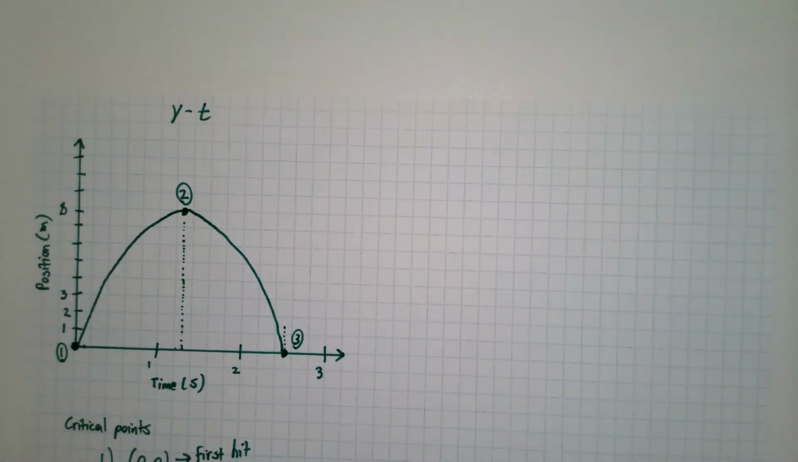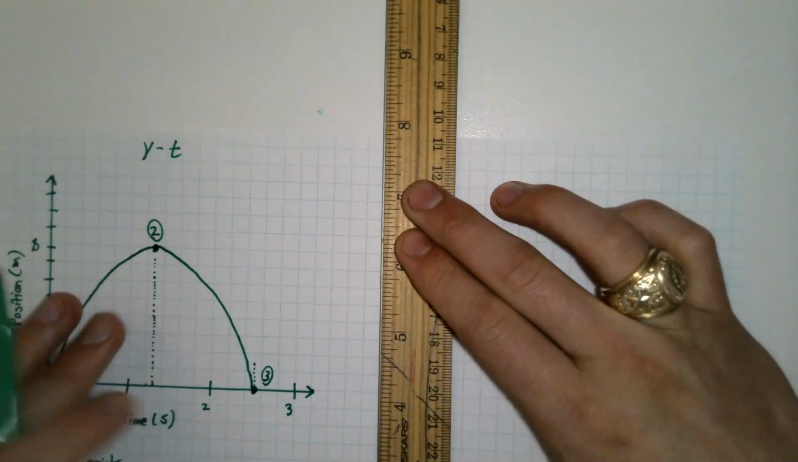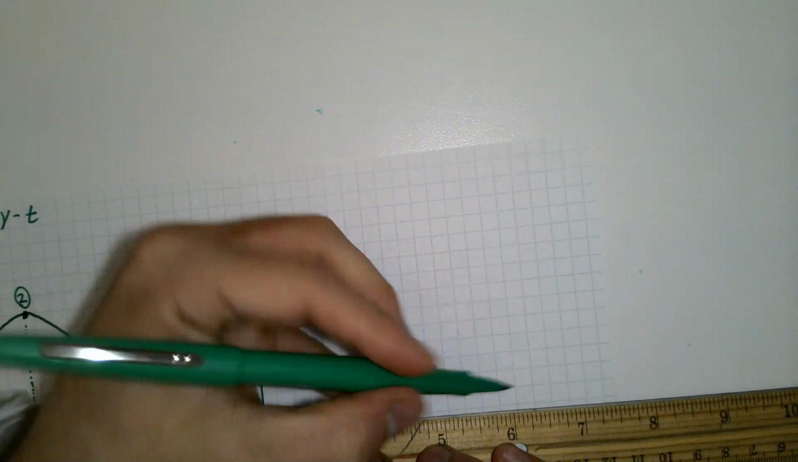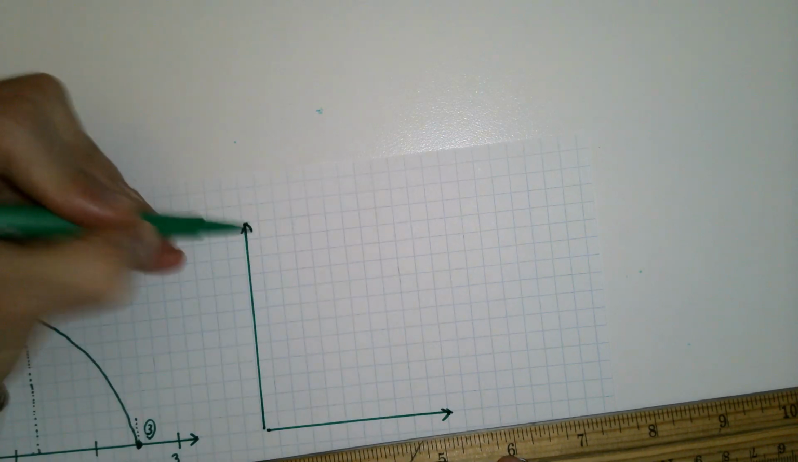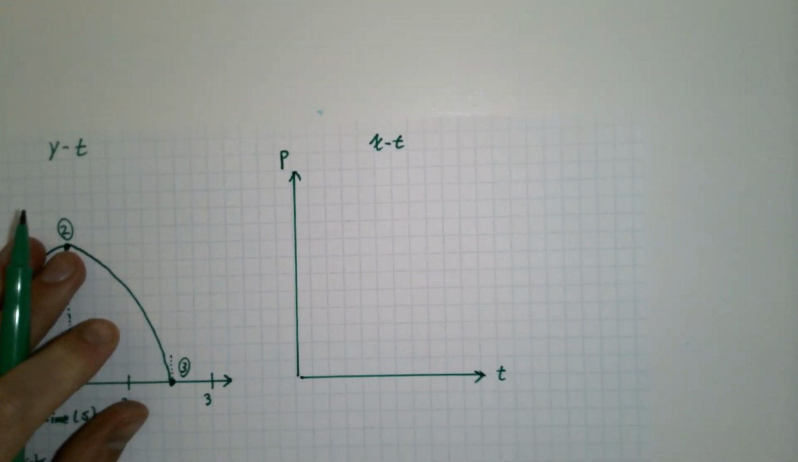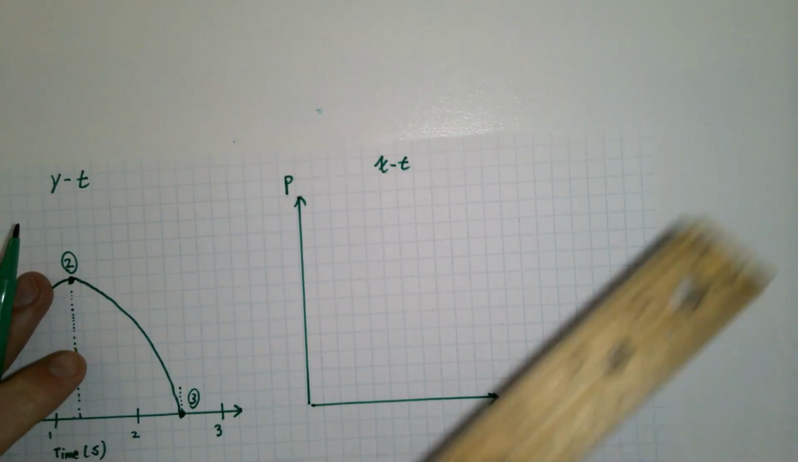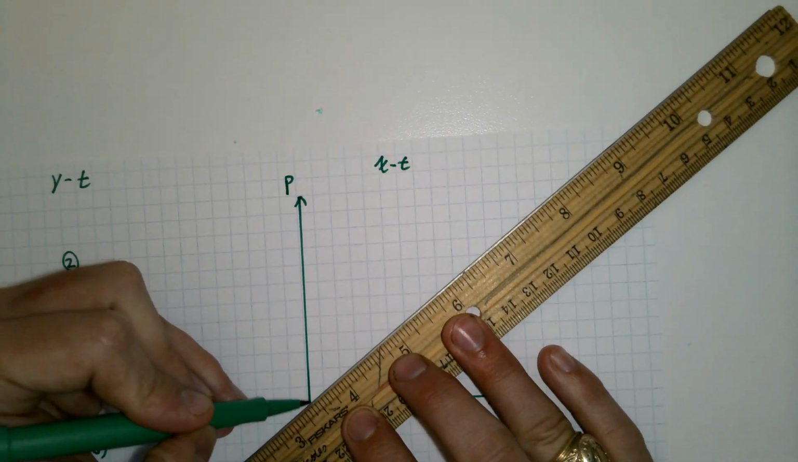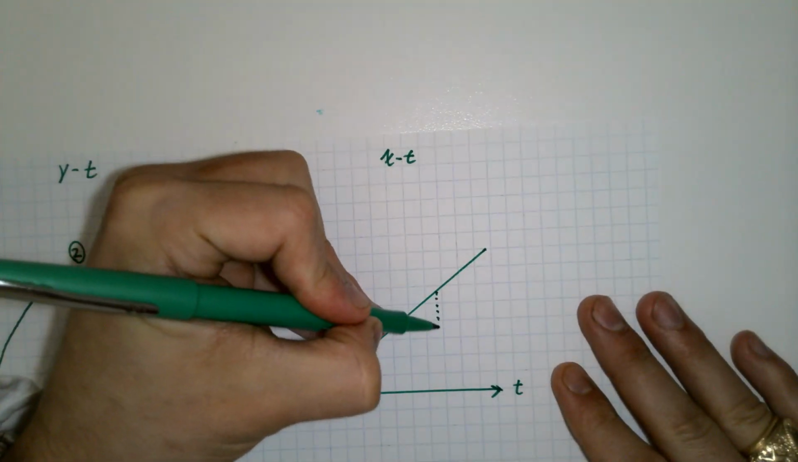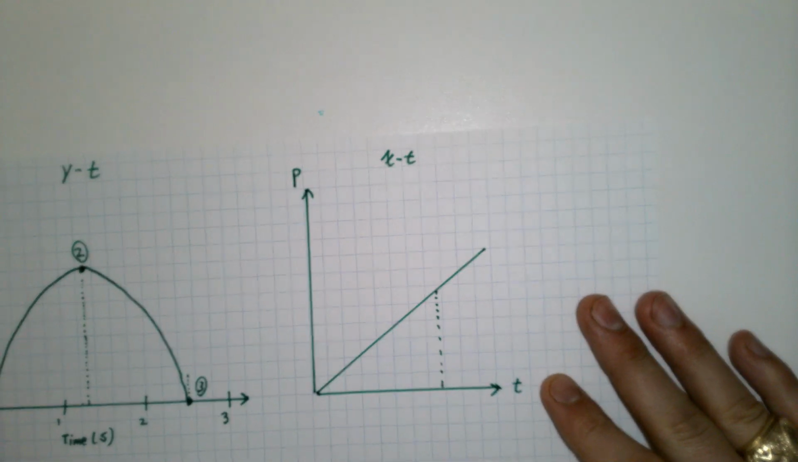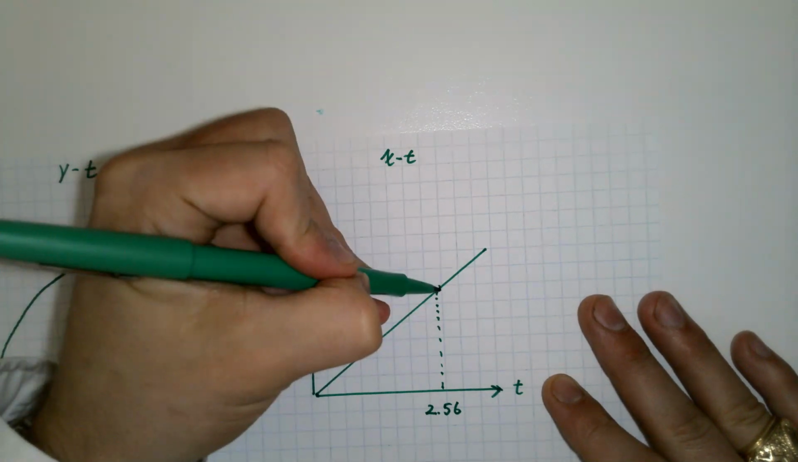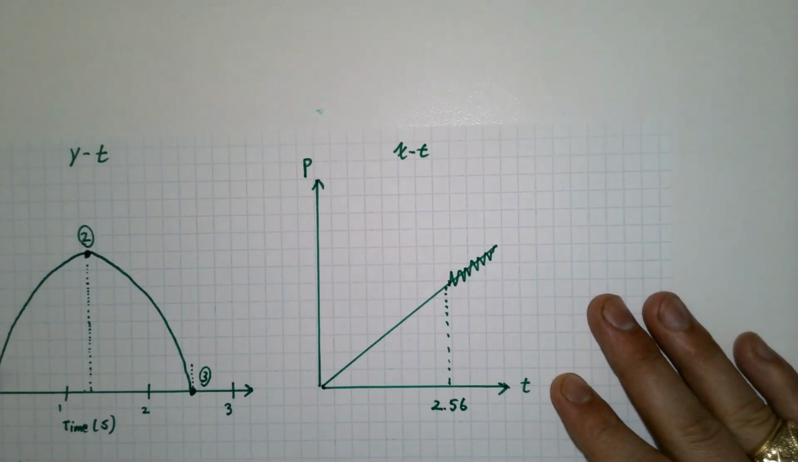Our position time graph in the x dimension is very simple because we do not have acceleration. If this is time and this is position, we see that once the ball is hit, it travels with a graph like this. I'll draw a general graph. At this point in time, if this is 2.56 seconds, then the ball actually stops moving position, so the rest of this part of the graph is gone.